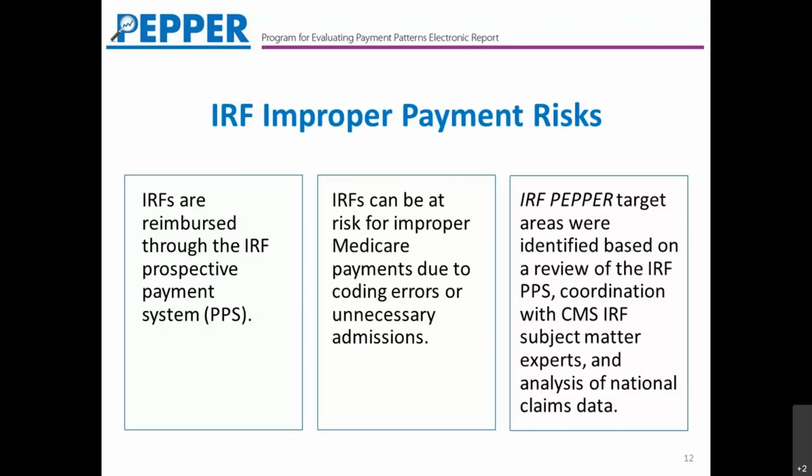Those of you who have been working with PEPR for a long time know that there have been some changes in these target areas over the years, and some significant ones since we first started producing the reports in 2003. The original target areas were identified primarily from information gained through review of the IRF PPS, coordination with CMS IRF subject matter experts, and analysis of national claims data.